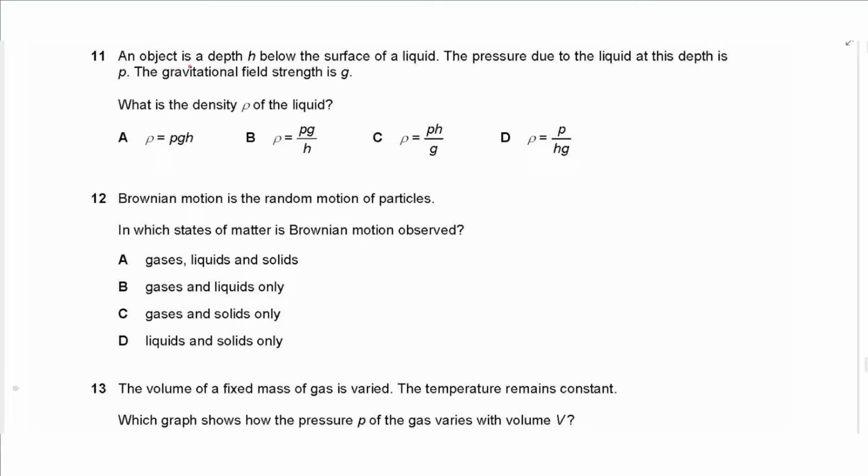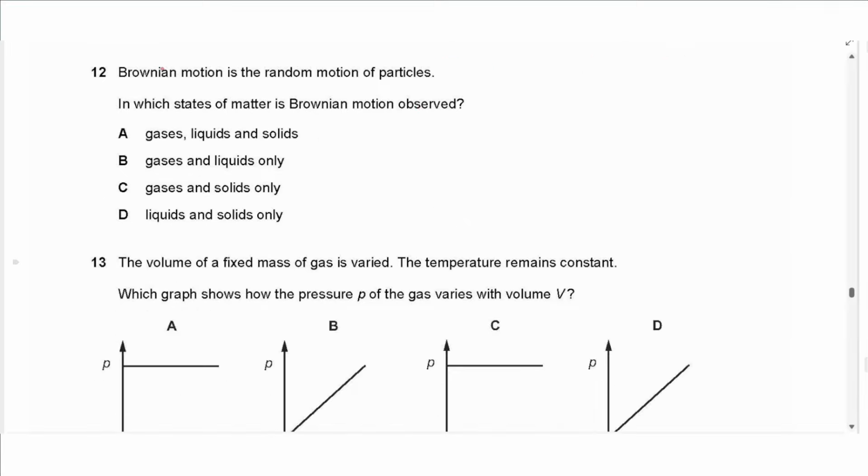Question 11 says an object is at depth h below the surface of a liquid. The pressure due to the liquid at this depth is P. The gravitational field strength is g. What is the density of the liquid, rho? So if pressure is equal to rho g h, rho would be equal to P divided by gh. So the answer is D. Question 12 says Brownian motion is the random motion of particles. In which states of matter is Brownian motion observed? So they cannot be observed in solids. So any answer with solids would be rejected. So the answer is B, gases and liquids only.